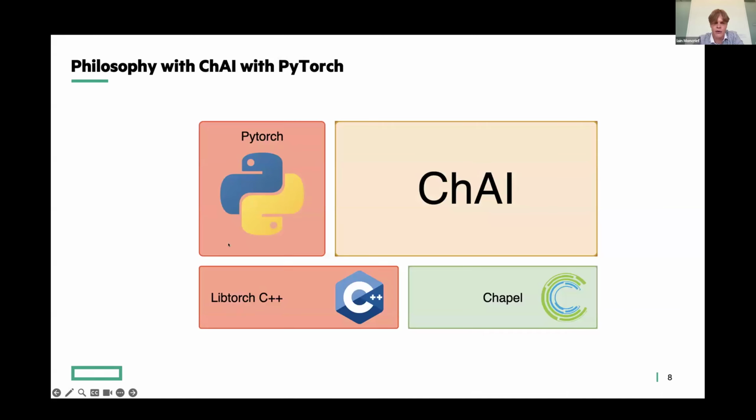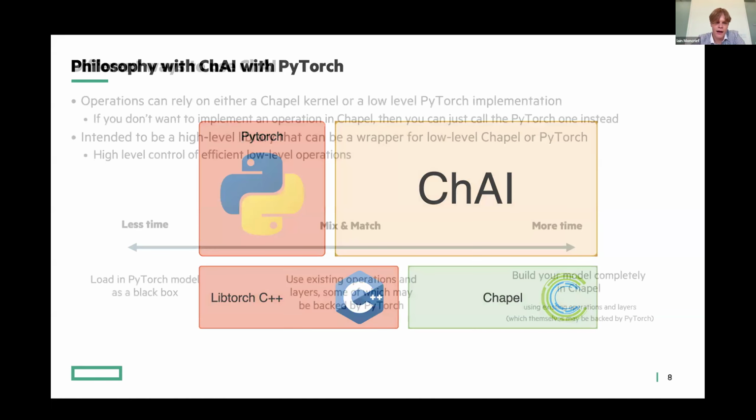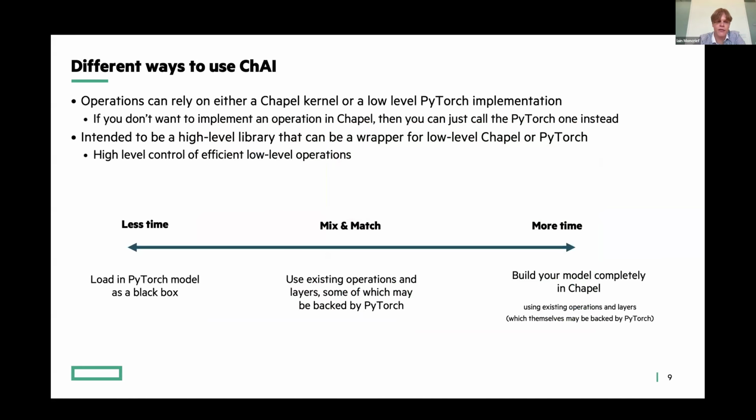So this graphic sort of illustrates that. PyTorch is basically a Python wrapper, a metadata wrapper for these low-level C++ calls, and ChAI does the same thing. So it can either reference C++ libtorch code that you write and wrap with Chapel, or you can use your own Chapel kernels that you write. So you can sort of mix and match. And these are the different ways you can use ChAI.